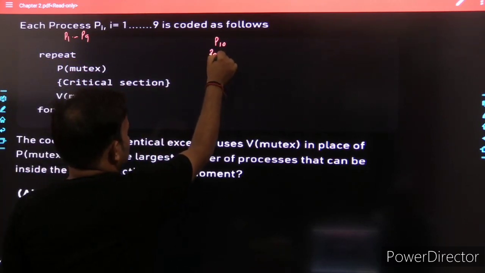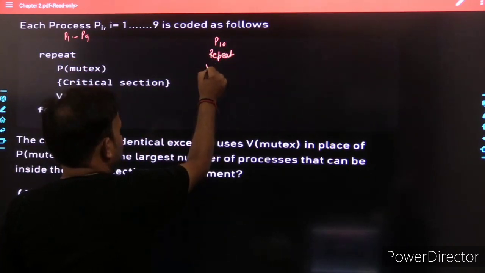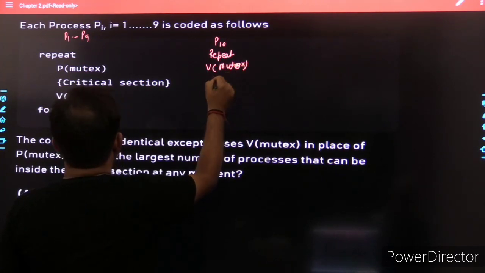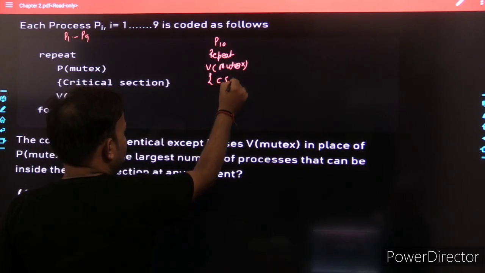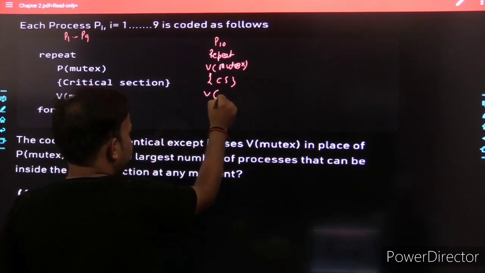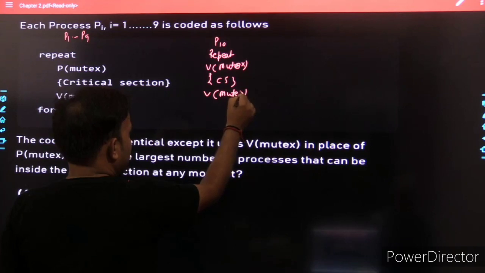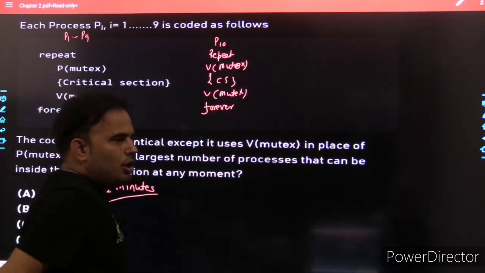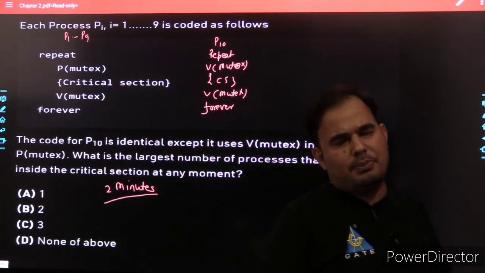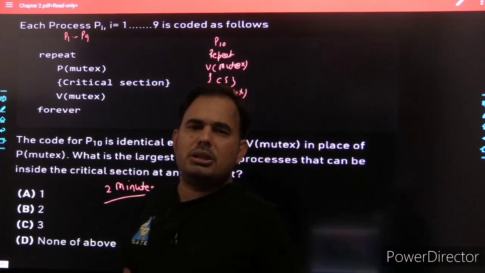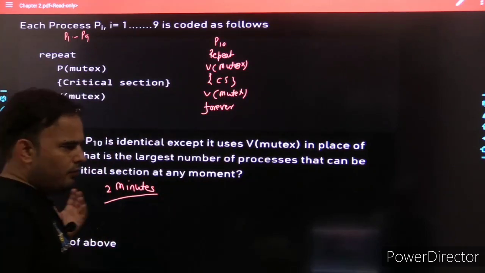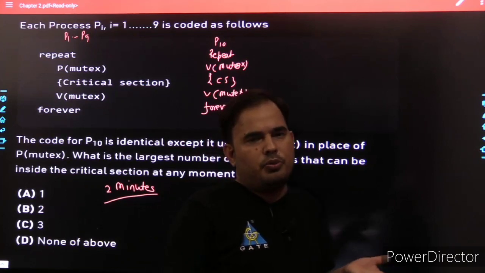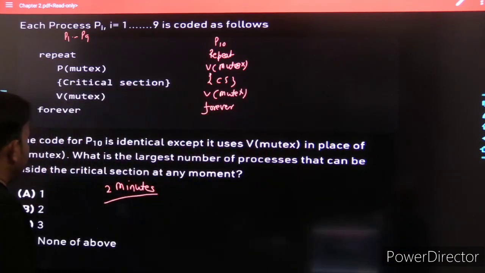So what is the process P10 code, my dear friends? It will use B mutex, then it will go into the critical section, and then V mutex, forever. Understand clearly? Here V means up operation, and P means down operation. Where P appears we perform the down operation, and where V appears we perform the up operation. So listen to me carefully.